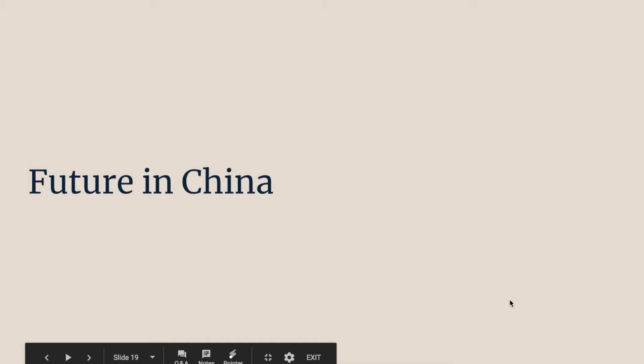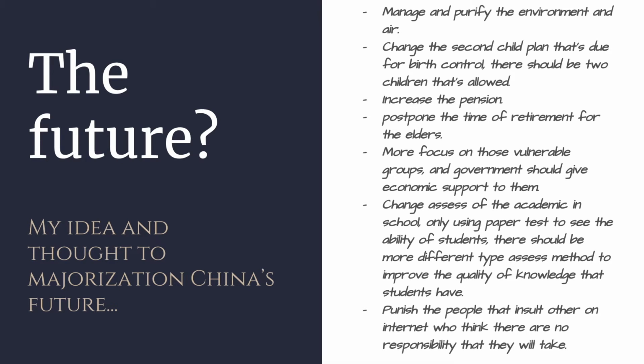Future in China. These are opinions to improve China's future. Yeah, as it says, make the environment better and change the second child plan to let Chinese people have 2 children. Increase the pension for the elders to make them have enough money to spend. And this one is to let the elders have more time to work and save money, and yeah, focus on the poor group. Yeah, the government should give support to them to make them live better.